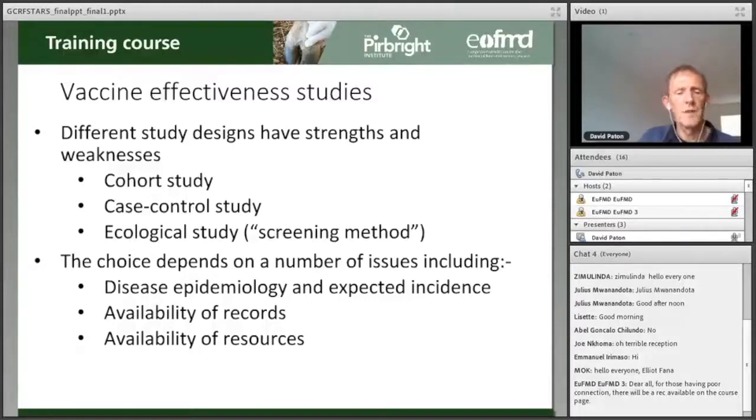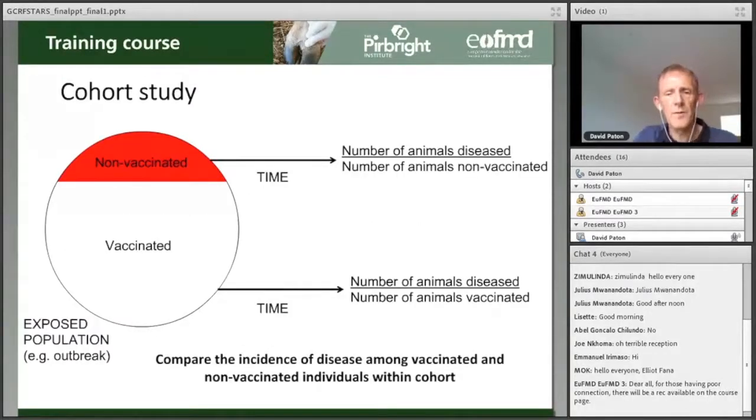And the choice of which of these is appropriate will depend on a number of issues, including the epidemiology and the expected incidence, the availability of records, and the availability of resources. So if we look at the first one of these, which is the cohort study, the key to a cohort study is that it is a longitudinal study over time, and it's looking at a comparison between vaccinated and non-vaccinated groups of animals. And the idea is to compare the incidence of disease among the vaccinated and non-vaccinated individuals within the cohorts.